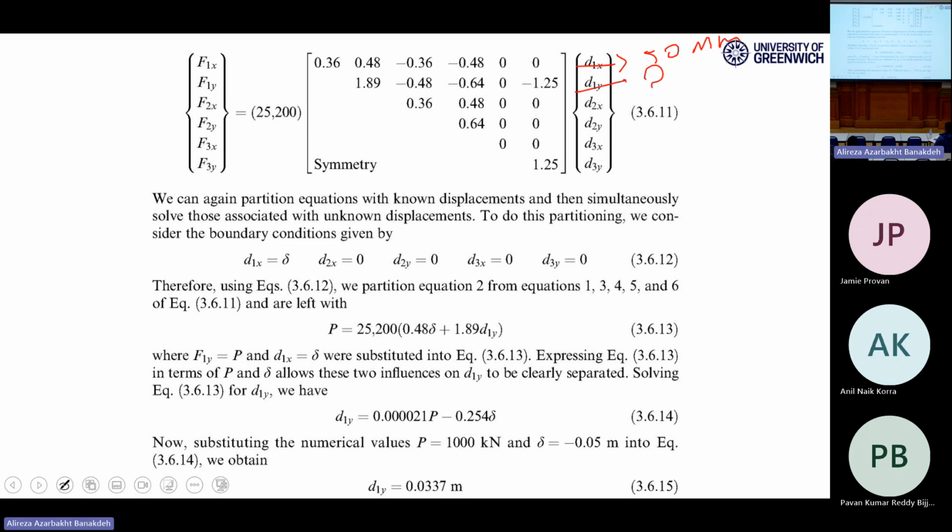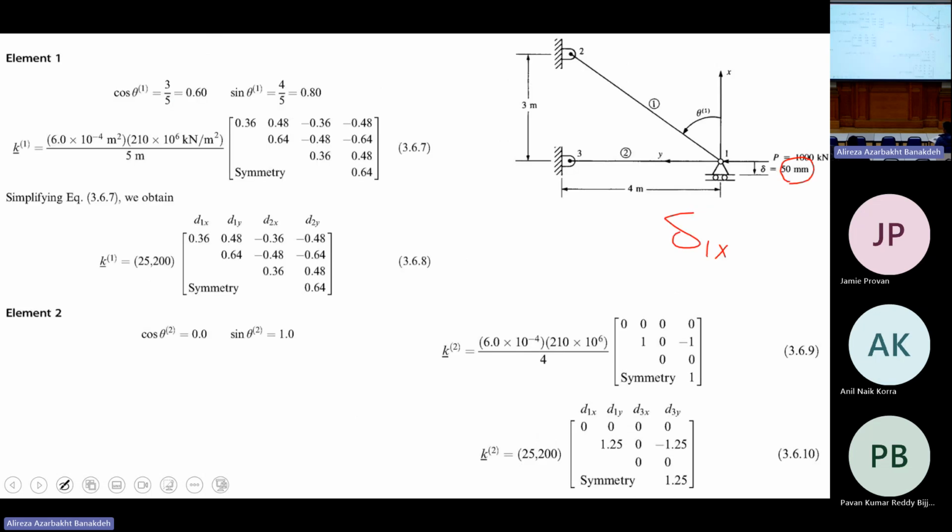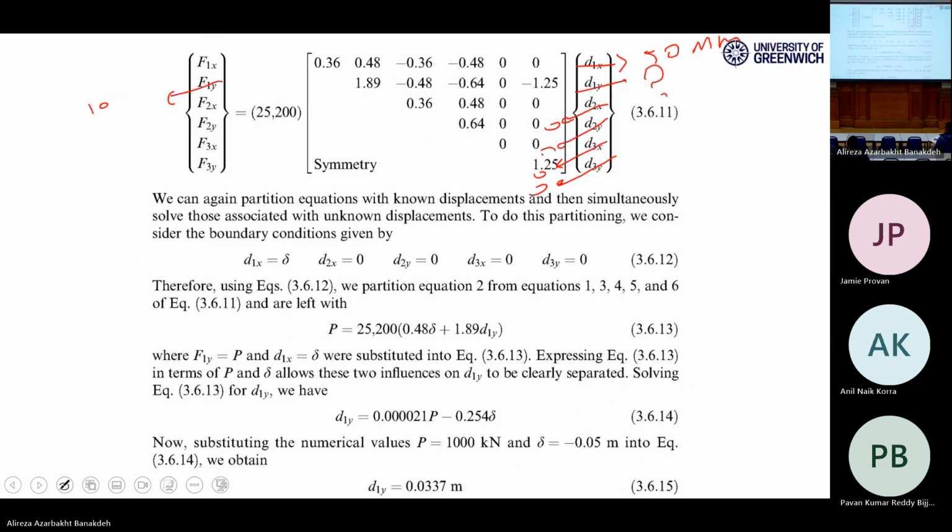This is unknown. The rest are 0. These are really supports without any settlements, right? Still, we have this 1,000 kilonewton, and we know that the rest of them are support reactions. We don't know them, do we?